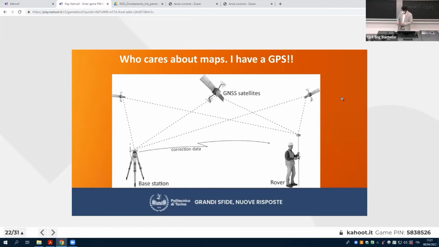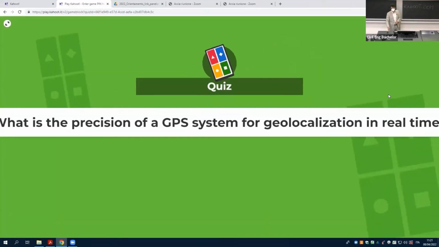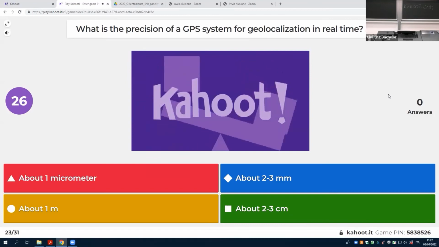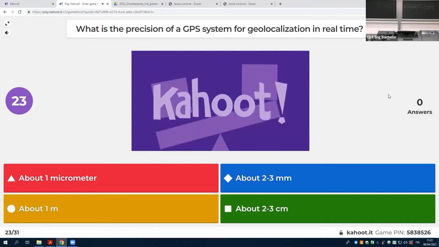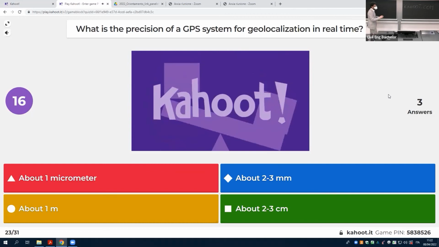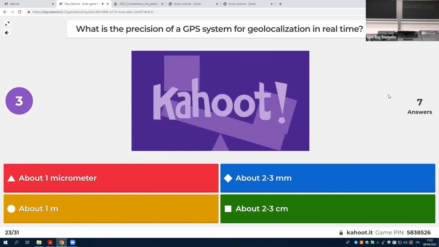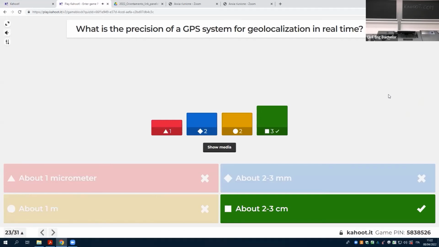And do you have any idea about the precision of GPS in finding real-time objects? What do you think it is? About a micrometer, 2-3 millimeters precision, about 1 meter, about 2-3 centimeters. I'm talking about real-time positioning, so things that move. What is the precision that we can have through the use of satellites? There's a lot of knowledge behind this stuff that survey engineers exploit for their work. Very good, about 2-3 centimeters. This is incredible in my opinion. And that's what we use very often to survey the world around us.